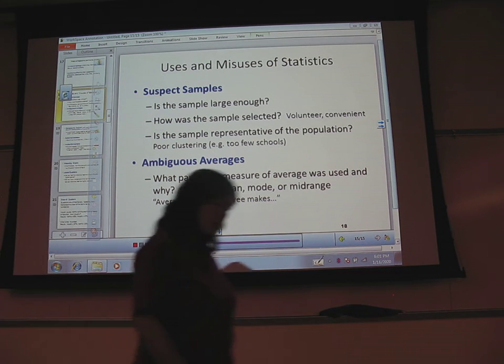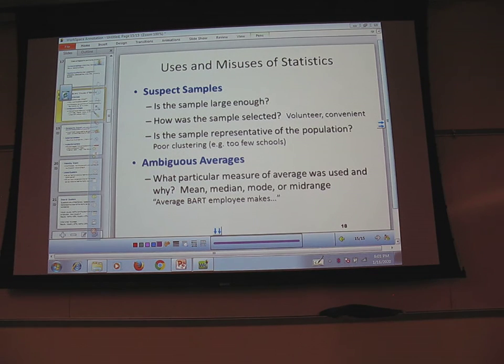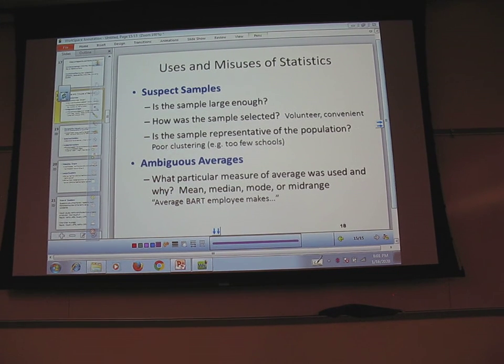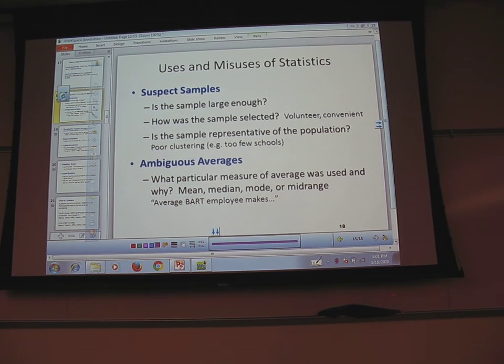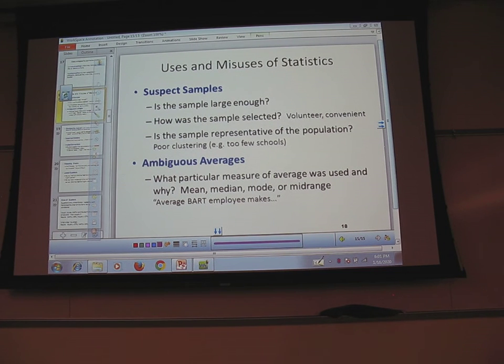Great, thank you. So, what do we think of when we say average? When we hear average, what's the first thing that comes to mind? The mean. Yeah, you add them all up and you divide by how many there are, right? And so everyone thinks of that when they hear the word average. But technically, that's just the mean, the most common average. Median, mode, and midrange are also technically averages, measures of center.